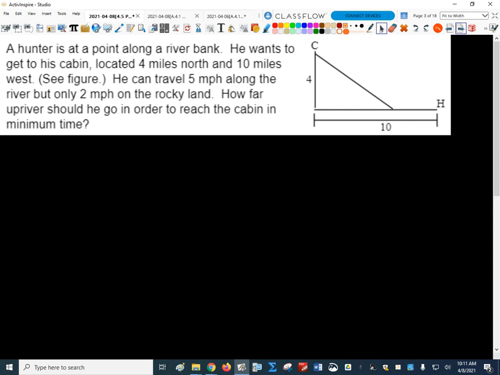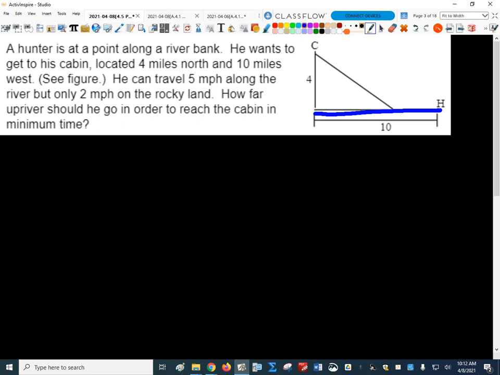So a hunter's at a point along a riverbank. He wants to get to his cabin. So there's his cabin, there's the hunter. Here's the river, I guess, right? I'll draw the river in for you. There's the river, right? He wants to get to his cabin. It's 4 miles north and 10 miles west of where he is, okay?